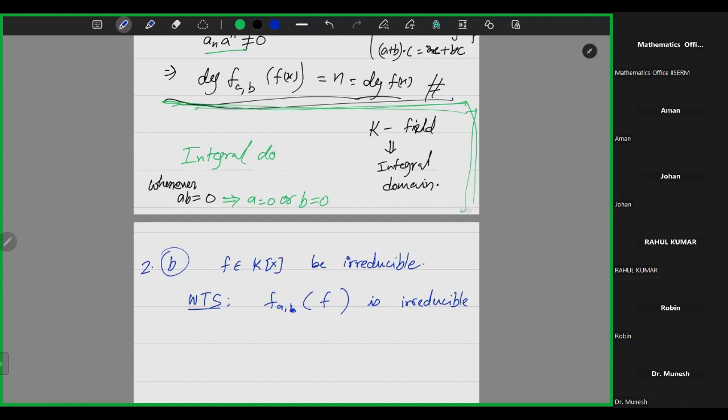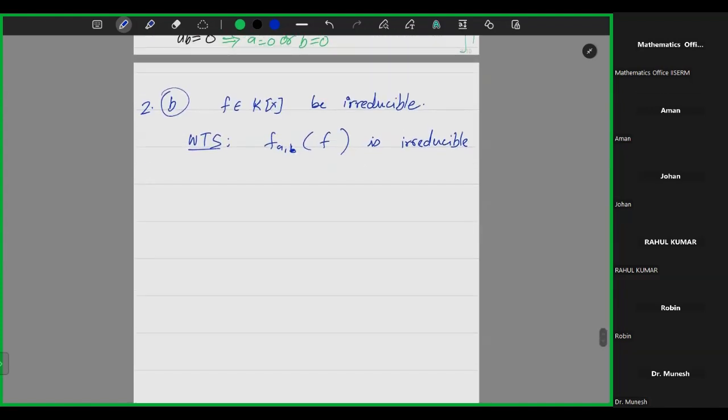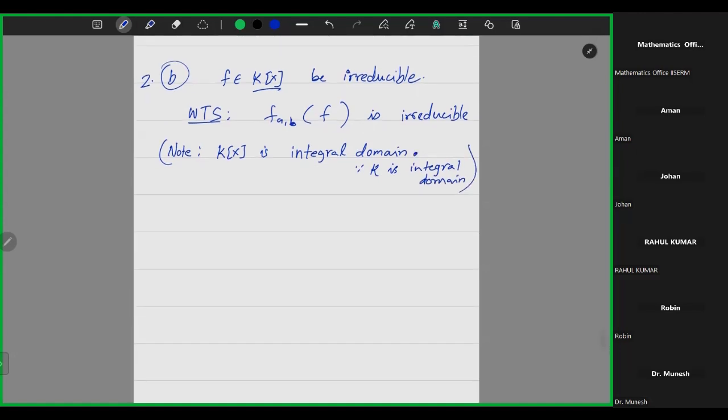Now notice that K[x] is an integral domain. Note K[x] is a PID, a principal ideal domain. It is a domain, that is, an integral domain. How to prove this? Since K is an integral domain. It was discussed in the class. Now, what happens if f_ab(f) is reducible? We will look into that case and see.